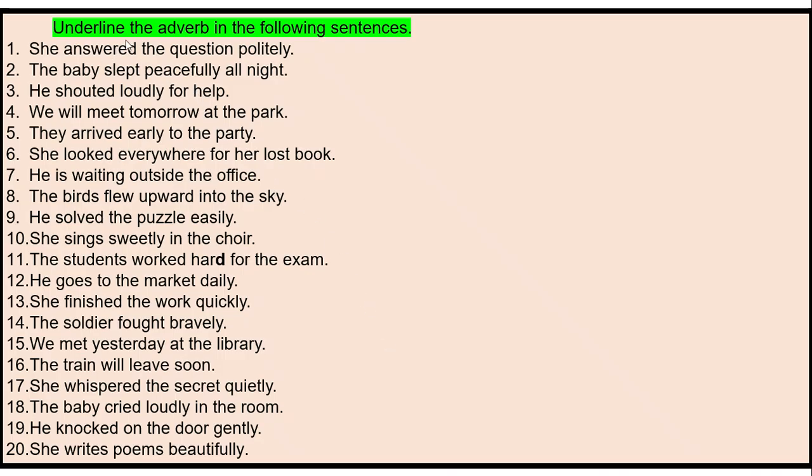Now, here is an exercise for students. Underline the adverb in the following sentences.